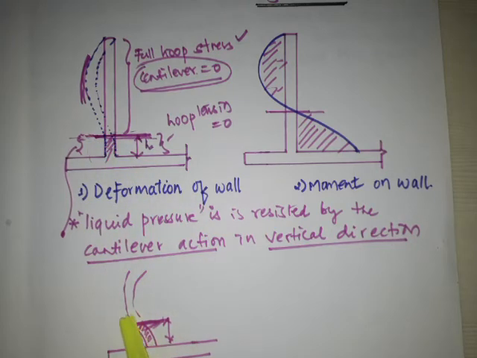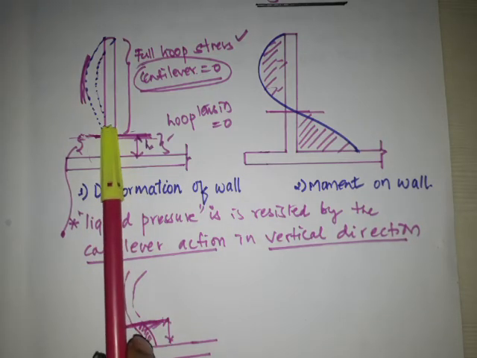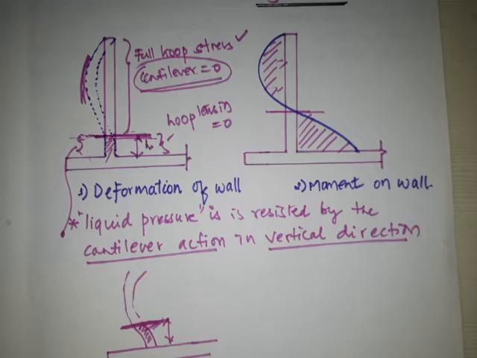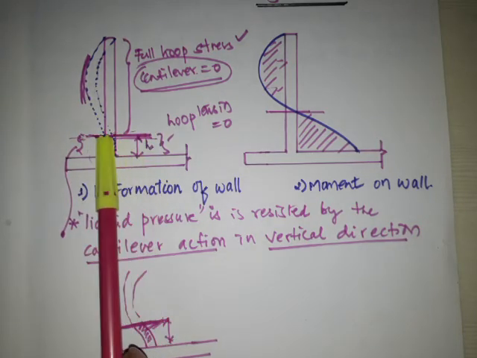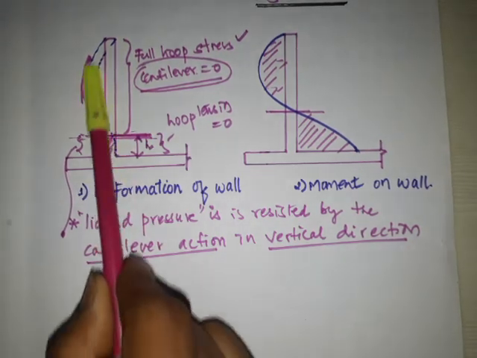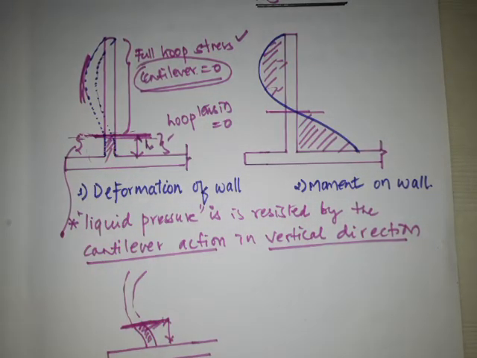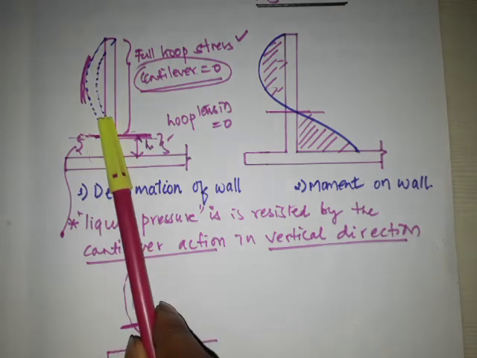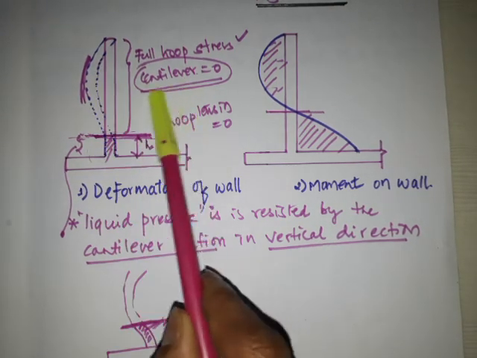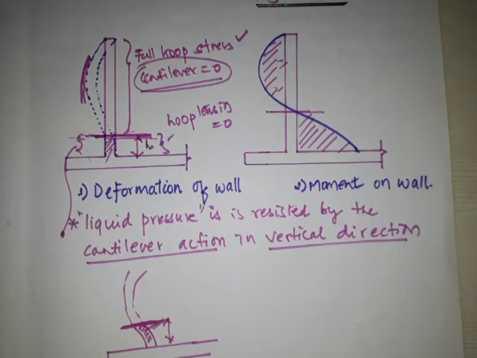I have shown here that in this zone, only in this zone, the wall will behave with cantilever action in the vertical direction. Then one more important thing: at a certain height above the base slab, full hoop stress develops. Above this height, full hoop stress gets developed, which means the wall will be under tension. The hoop tension or the circumferential stress will develop at this level. So in this zone the cantilever action will become 0.